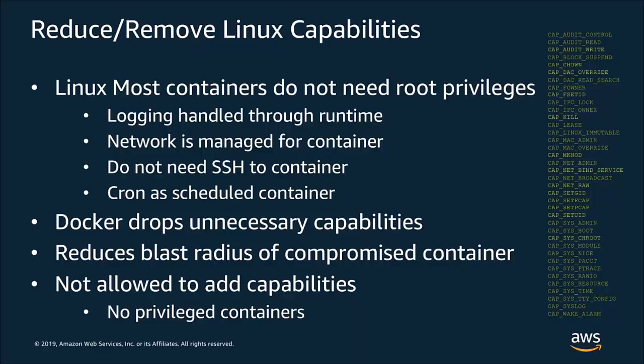Docker by default will automatically drop many of the capabilities that Linux provides as unnecessary. This helps to reduce the blast radius in case the container has been compromised by an outside source. And you're able to further reduce this list by removing some of these additional capabilities. Because we are not able to add any of these capabilities back, you are not able to create privileged containers as a result, which is an additional security benefit.